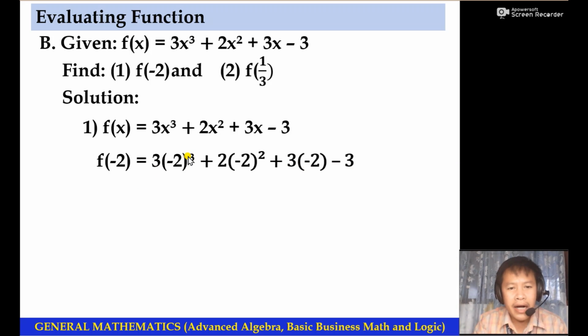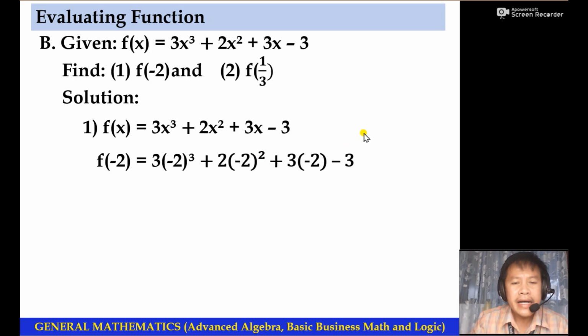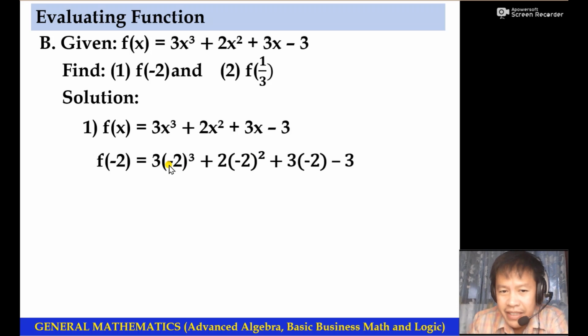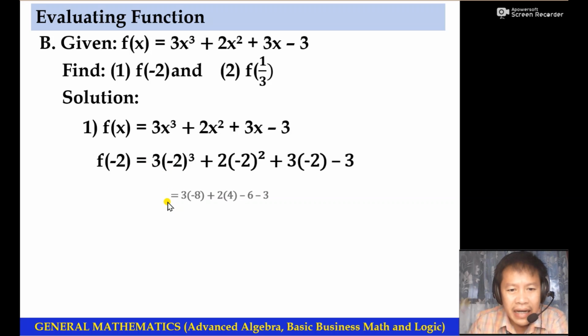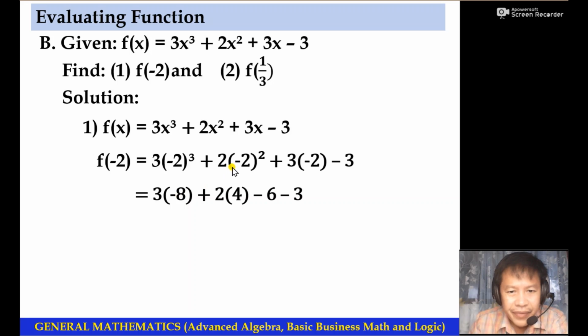Okay, what are we going to do here? You are going to use your calculator if you have your calculator. But if you do not have your calculator, you are going to use the mental solution. You are going to multiply negative 2 by itself 3 times. Negative 2 times negative 2 is positive 4. Positive 4 times negative 2 is negative 8. Then negative 8 times 3. This is it. Okay. Step by step.